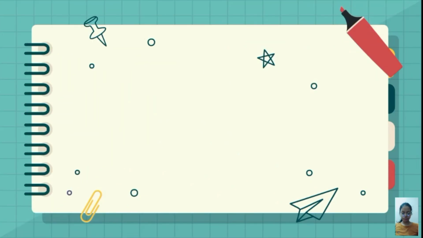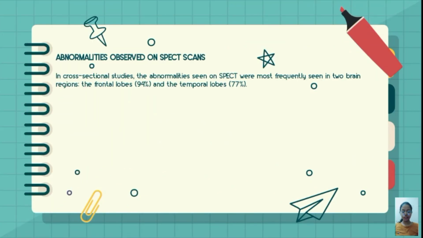Next, we have abnormalities observed on SPECT scan. So in cross-sectional studies, the abnormalities seen in SPECT were most frequently seen in two brain regions: the frontal lobes, at 94%, and the temporal lobes, at 77%.